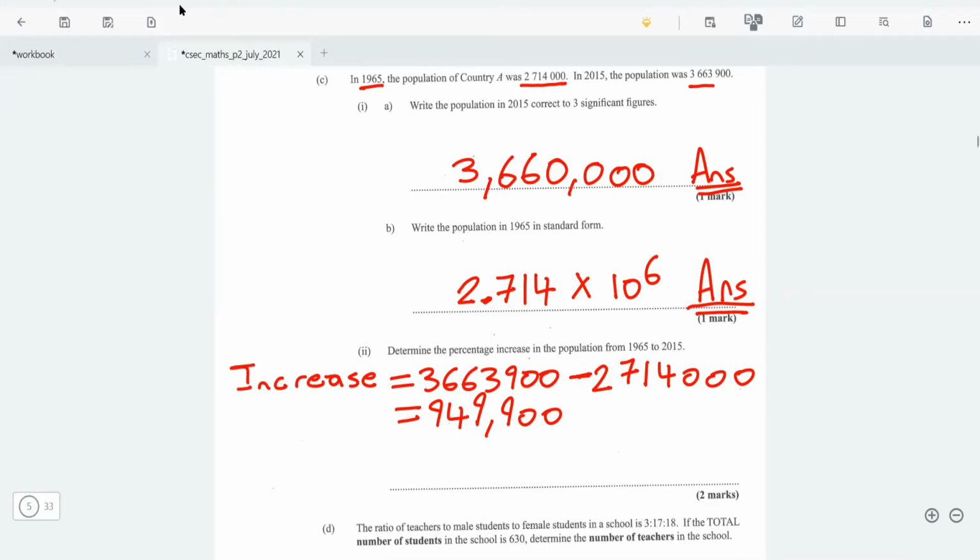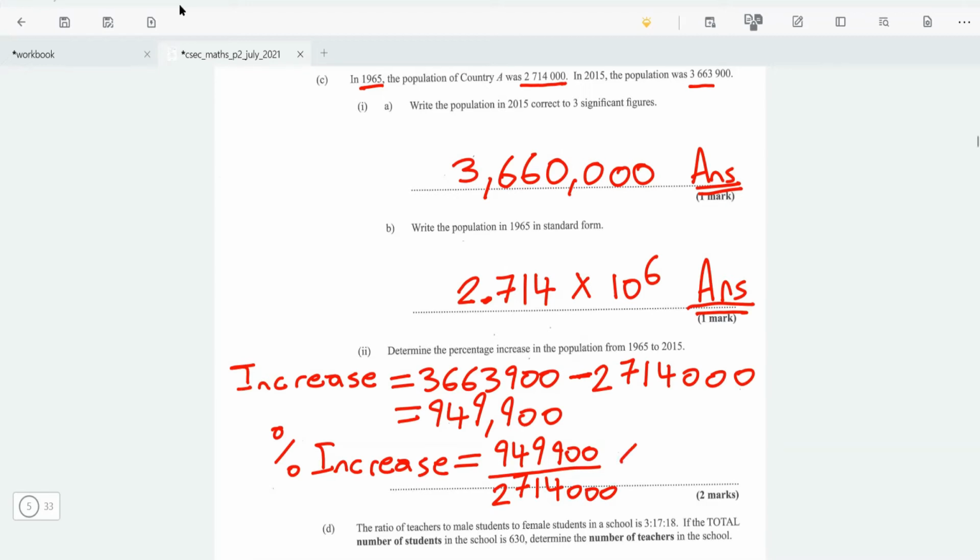But it wants the percentage increase. So now we can tell them that the percentage increase is going to be equal to the increased amount of population, which is 949,900. Then you divide it by the initial population. The initial population was 271,400 multiplied by 100. This is going to give us the percentage increase. Is the total amount of increase divided by the initial population multiplied by 100%.